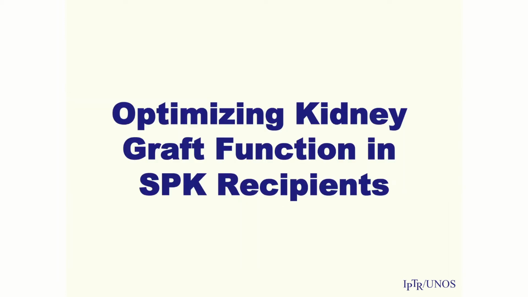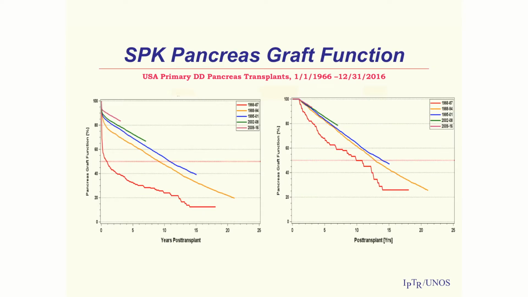Now, optimizing kidney graft function in the SPK category. This is a slide that shows the improvement that we have made over the different time eras. So this is the earliest 20 years from 1966 to 1987, and look how dismal the results were. And this is years post-transplant. So at 15 years, about 15 to 18% of the grafts were still functioning.